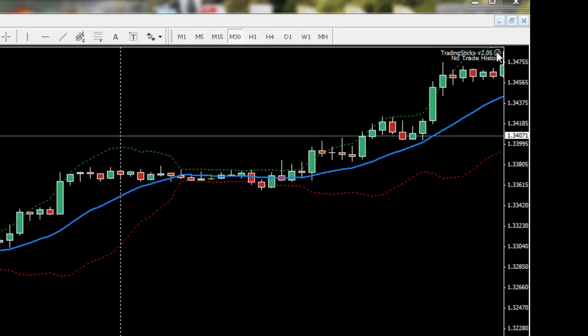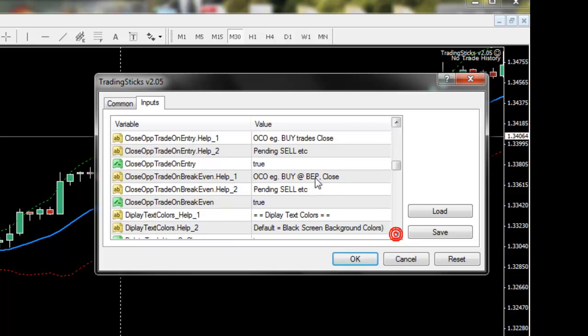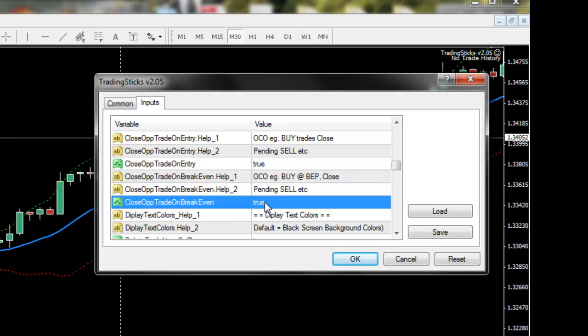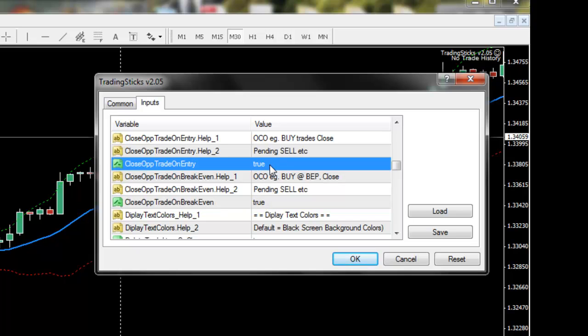Okay, let's quickly look at the settings. We have here a close opposite trade on entry, so if one opens the other closes, and then just below that we have close opposite trade on break even, so close the other line if we hit break even. That's where our settings are. They're both set to true. Let's see how they work.